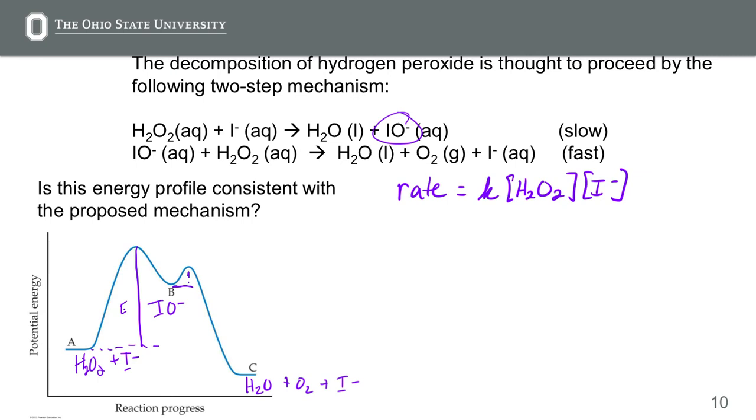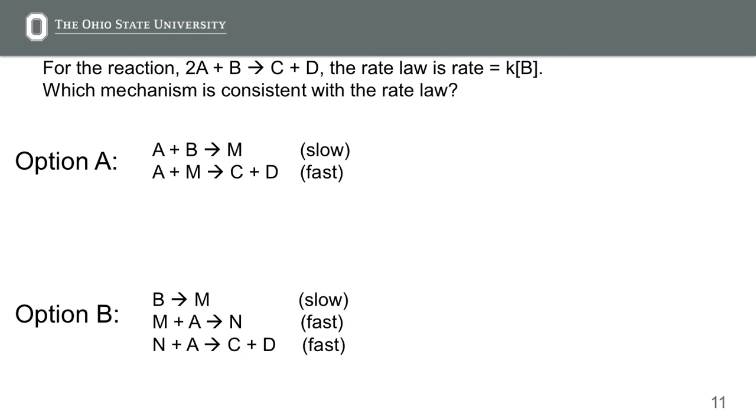For the second step, it's quite small, which is consistent with having a slow first step and a fast second step. So this suggests that our energy profile is consistent with the reaction mechanism. Let's look at a couple other examples.